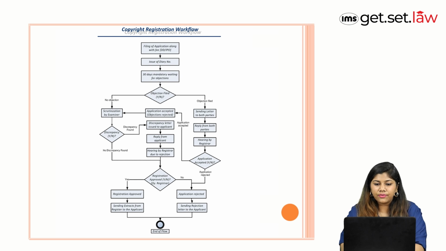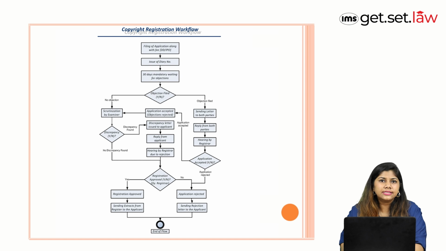Now, here also, if the application is accepted, it will go to the process of application accepted. Again, no objections will be there. And if at all the application is rejected, then it goes to the registration approval where the deputy registrar will send a no. Once a no has been sent, the application registered will be sent for rejection letter to the applicant and it will be rejected.